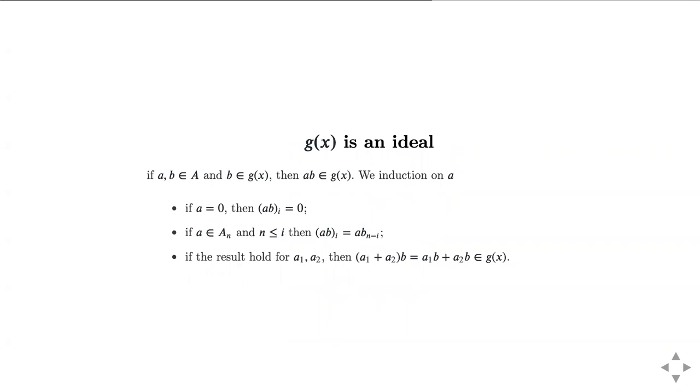Then we need to check that if B is in GX, then whatever multiplied by B is also in GX. So we can do a homogeneous induction on A. That means if A is zero, then the ith coordinate of A times B is also zero. And if A is homogeneous, that means A has a degree N, then the ith coordinate of AB is just A times the (N minus i)th coordinate of B. And if the result holds for A1 and A2, then the result also holds for A1 plus A2 times B.